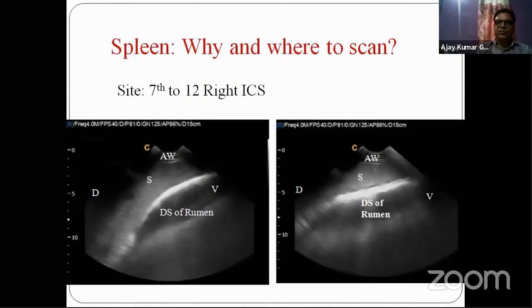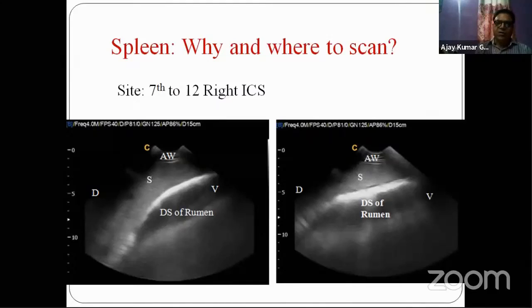So those structures I have discussed on the right side, you can scan them on the left side also. So coming to the spleen, it is scanned between 7th and 12th intercostal spaces on the left side. Why is it scanned? There are no definite indications for scanning the spleen in the case of cattle.